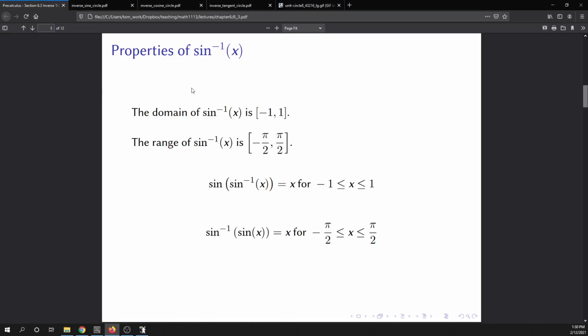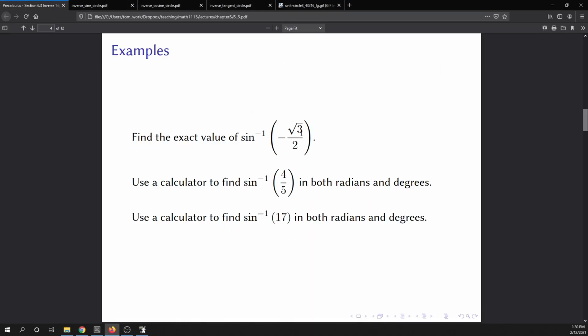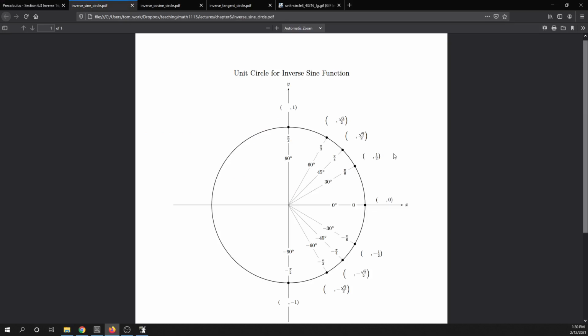So our question that we wanted to answer was what's the inverse sine of negative square root 3 over 2? So we would just pop around the edge of this unit circle that I made for you, looking for minus square root 3 over 2. It's right here. And then we would just look, and the output would be minus pi over 3 or negative 60 degrees, whether you wanted it in radians or degrees.